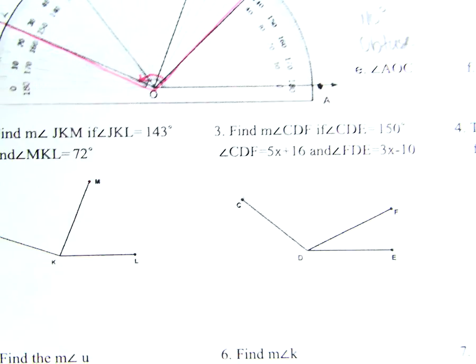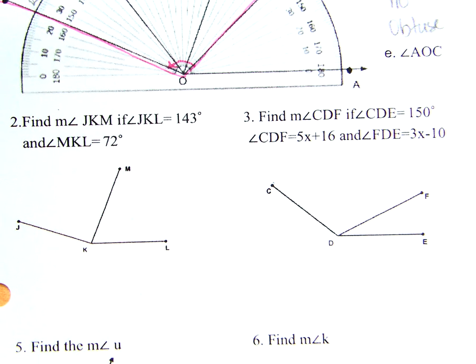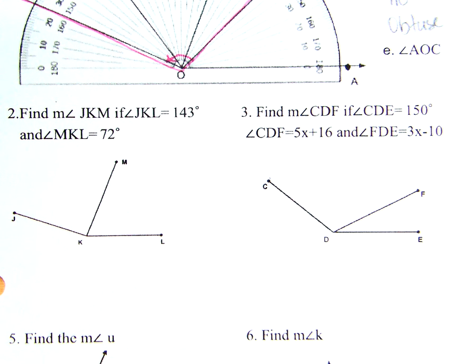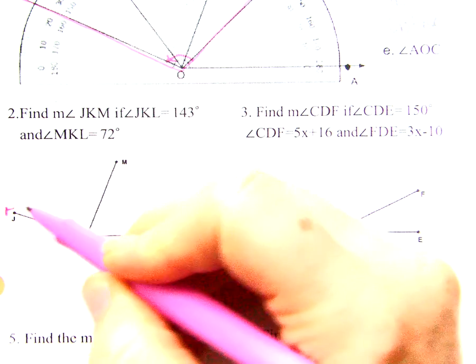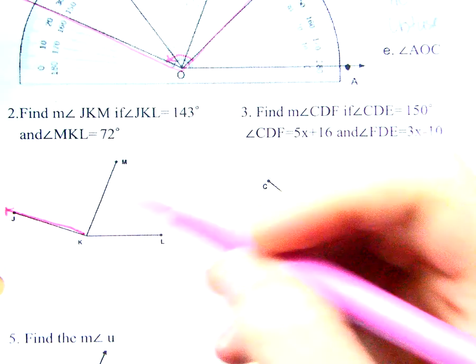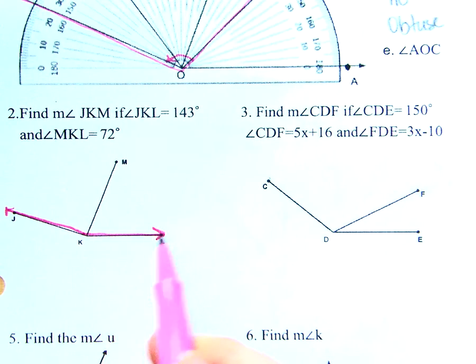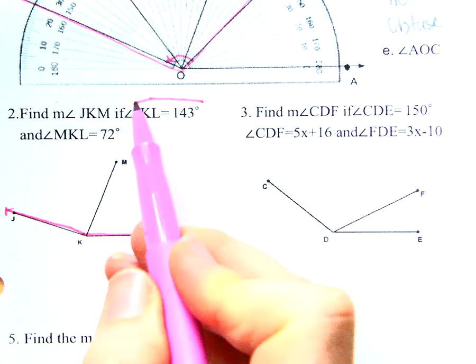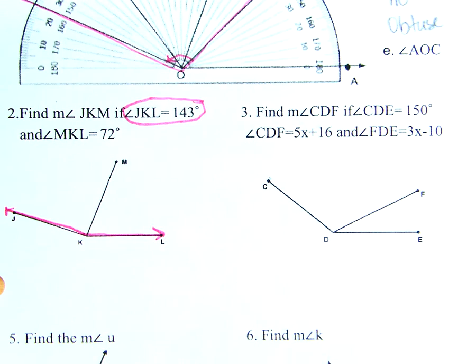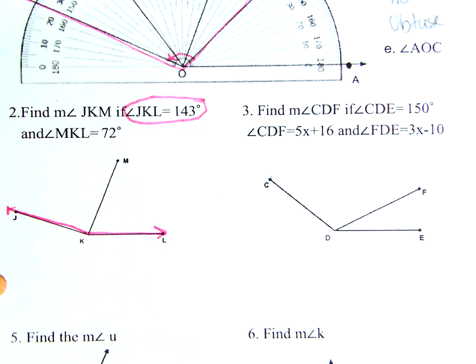All right. The next section is your angle addition postulate. And I want to do this the same way I did it before, where the first thing I do is I locate the name of the entire angle, right? So the entire angle is JKL. Right? So this part, this is the entire angle. This is what it's going to be equal to.